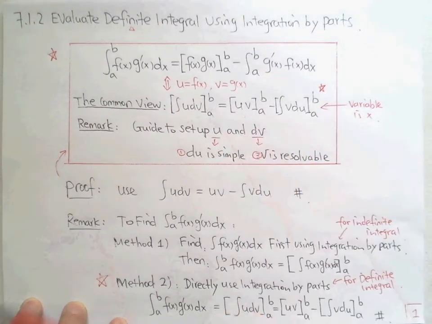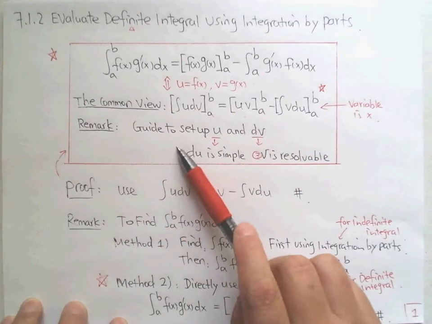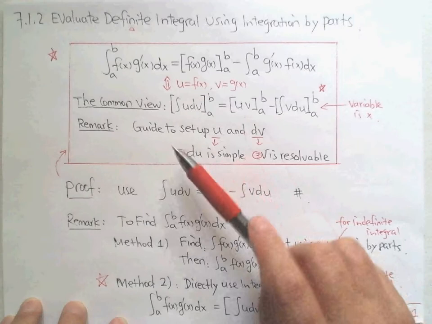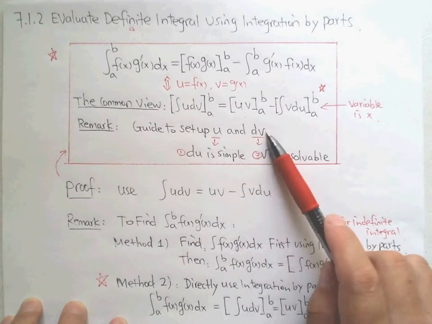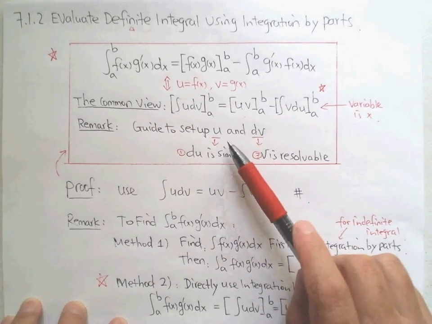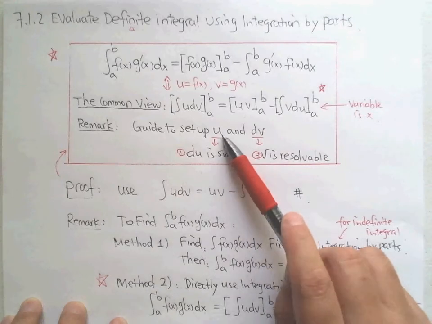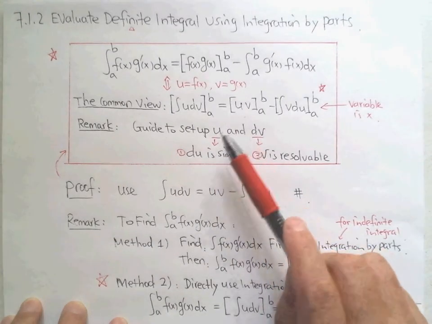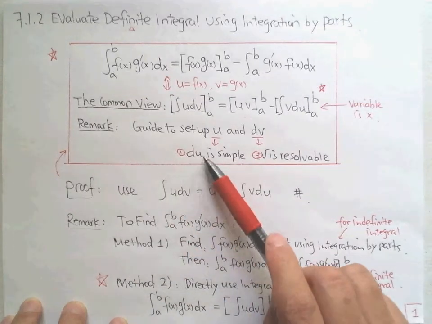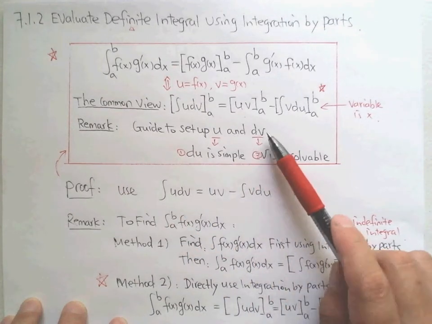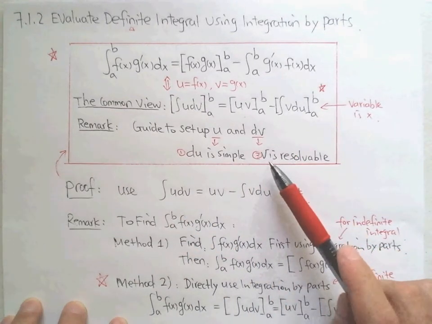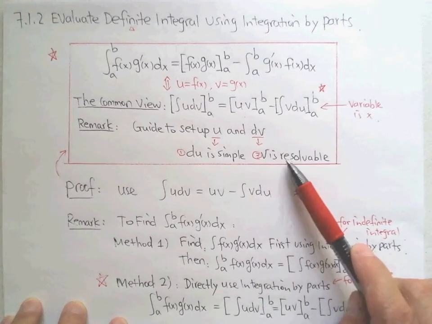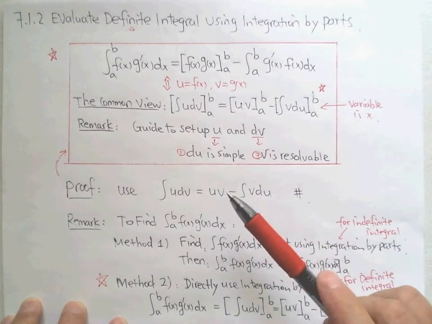The same, when we use this formula, we need to set up a u and the dv, right? We still follow the same guideline. So how do you set up a u? If the derivative of u, or du, is simple, then how do we set up dv? v must be resolvable, that is, we can integrate it.